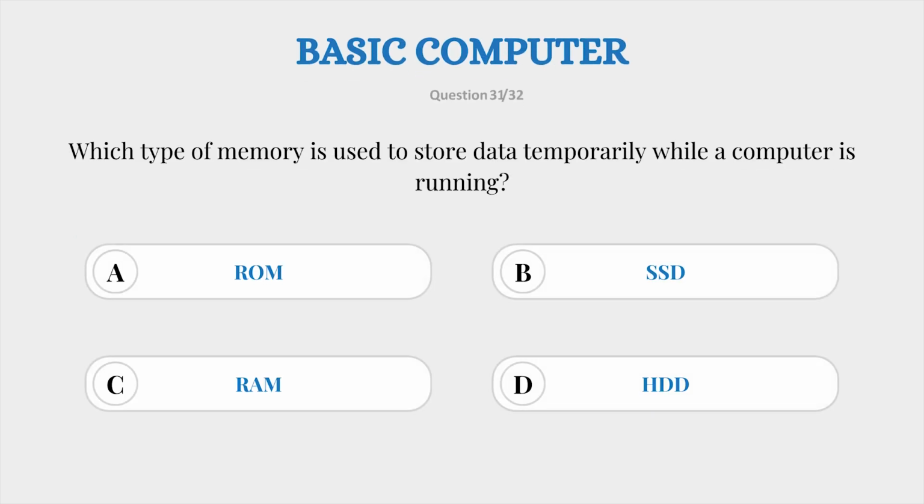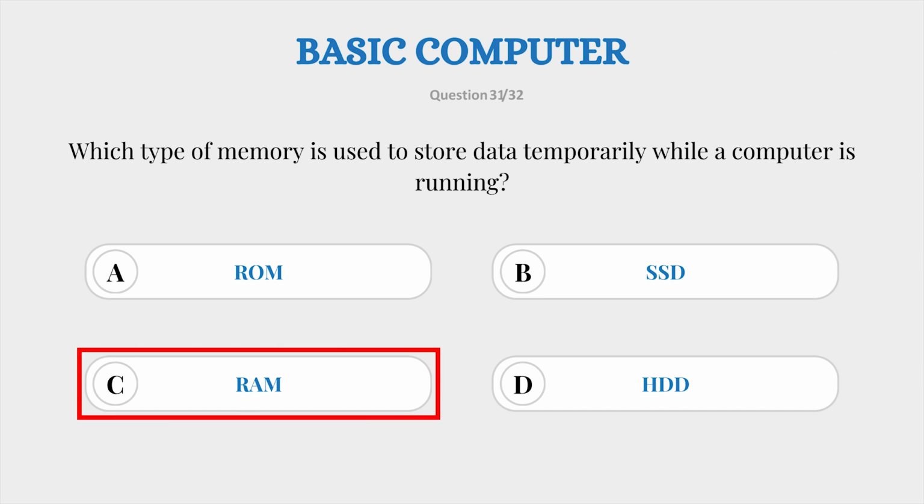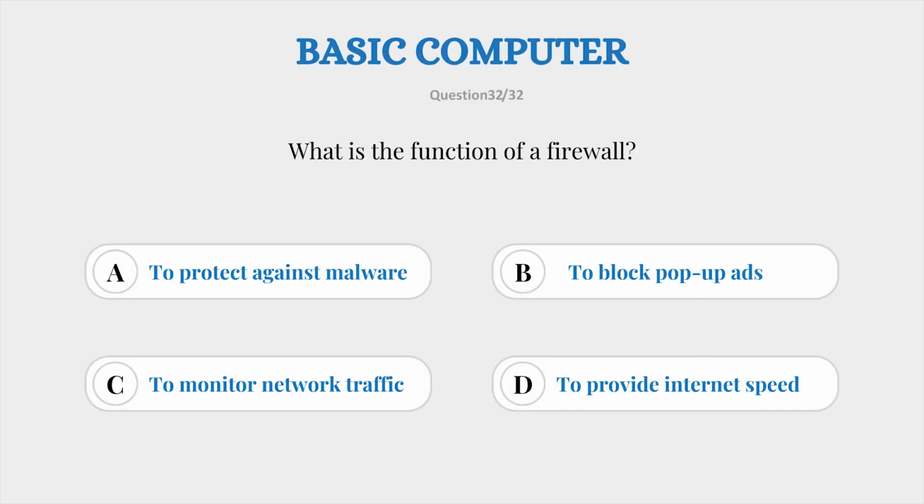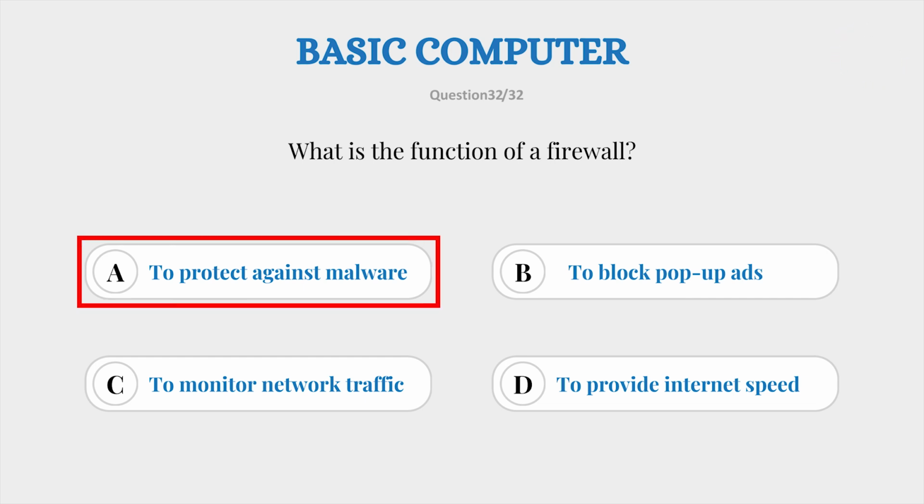Which type of memory is used to store data temporarily while a computer is running? The right answer is C. RAM. Next question. What is the function of a firewall? The right answer is A. To protect against malware.